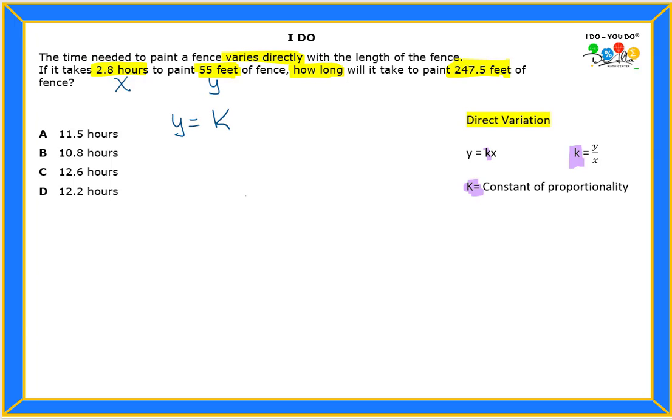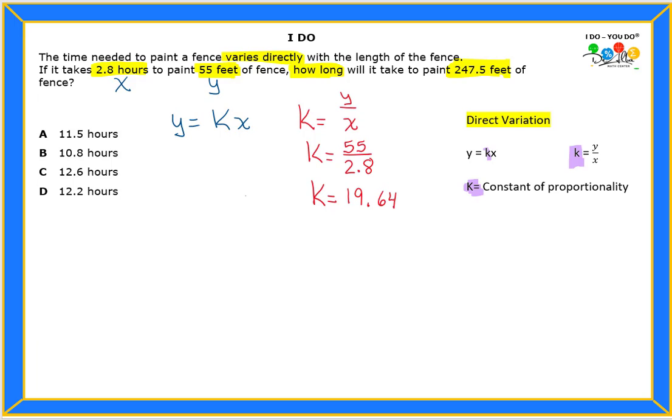Y equals KX. And of course, since I want to find K, I will need to divide the Y over the X. And the Y is 55 and the X is 2.8. Okay, so K will be equal to, let's go ahead and divide 55 divided by 2.8. Is that right? And we are going to get 19.64. That would be the K, which is a constant of proportionality.